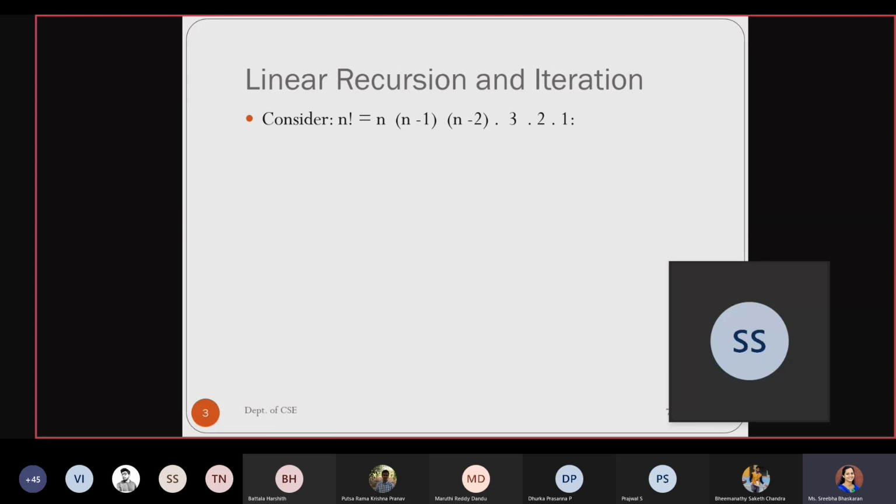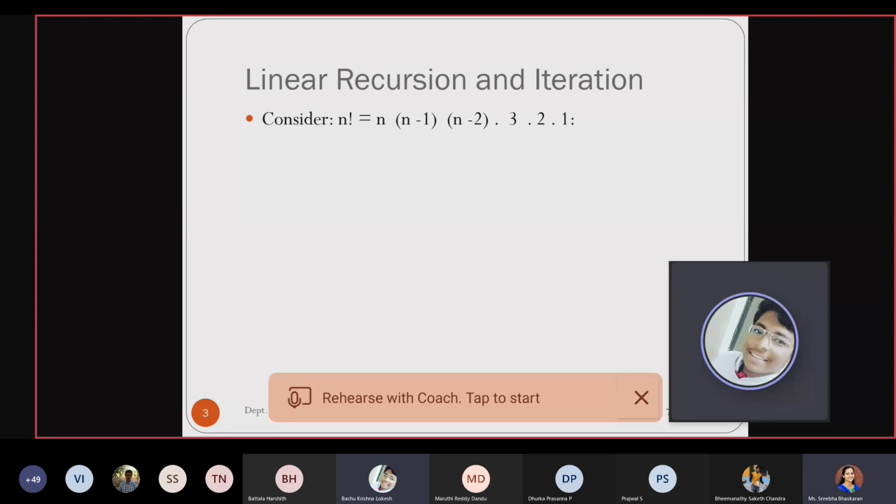So, what are the two substitution models? Remember, normal order and applicative order. And Lisp uses, which one does Lisp use? Applicative order. Lisp uses applicative order. So, what is the difference between these two?